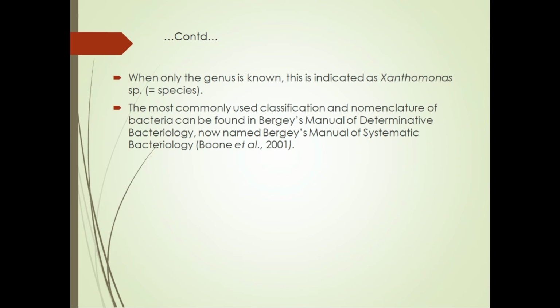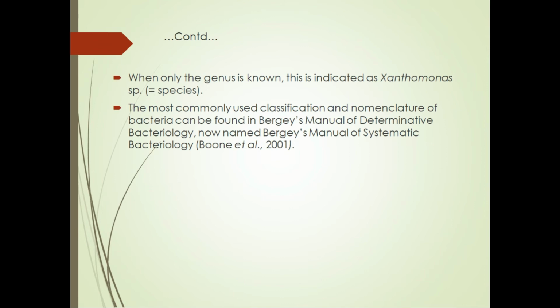The most commonly used classification and nomenclature of bacteria can be found in Bergey's Manual of Determinative Bacteriology, which is now called Bergey's Manual of Systematic Bacteriology. There are many rules of naming a bacterium. There are also standards to name the pathovar. So these are subspecific ranks. Pathovars are the subspecific ranks. So all these rules and the standards can be mentioned in a different lecture.